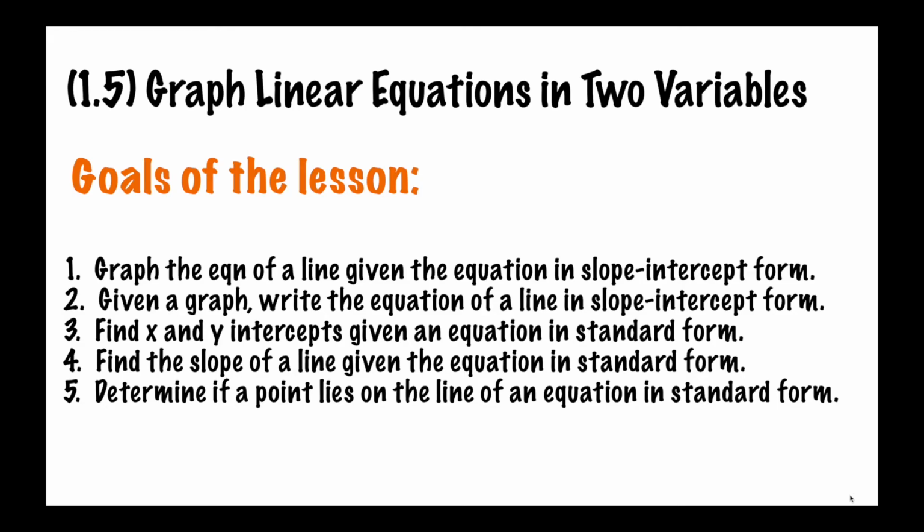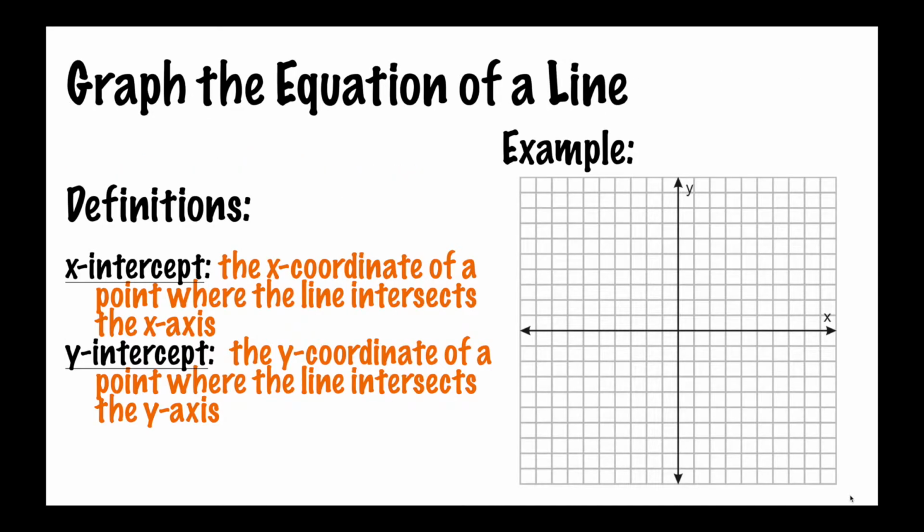In this lesson, we will graph linear equations in two variables. The goals of this lesson are to graph the equation of a line given the equation in slope-intercept form, given a graph to write the equation of a line in slope-intercept form, to find x and y intercepts given an equation in standard form, to find the slope of a line given the equation in standard form, and to determine if a point lies on the line of an equation in standard form.